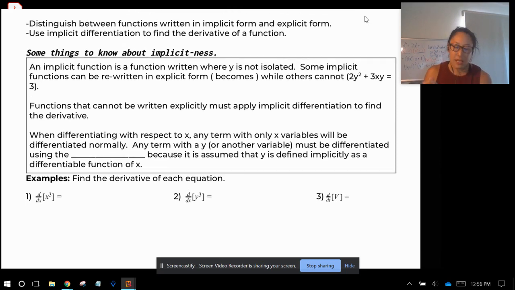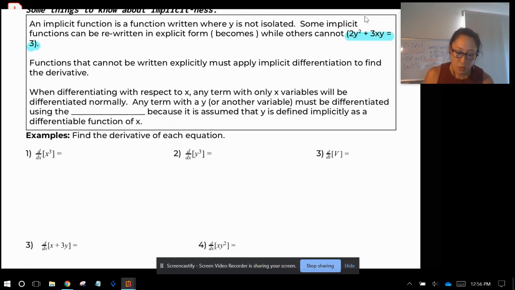Anyway, so today is all about how do we take a derivative if the equation is not written in terms of y. So something like this: 2x squared plus 3y is equal to 3, or maybe think of a circle, x squared plus y squared is equal to 1. These are implicitly written equations where the y is not isolated.